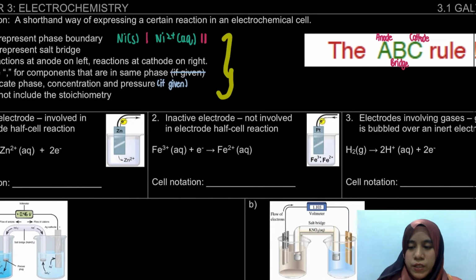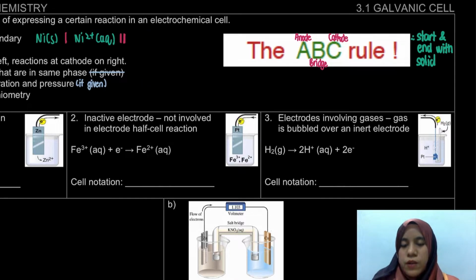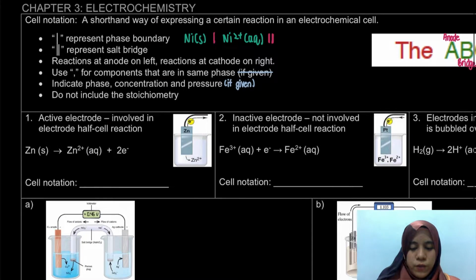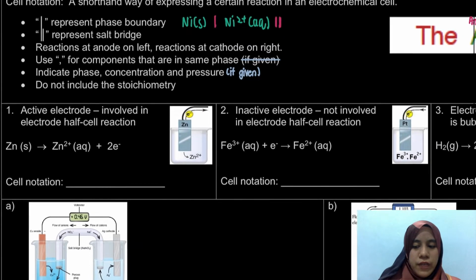Based upon here, please write down all your notes as well. For the ABC rule, we will start and end with solid. Solid will be our electrode. So let's look at the examples first. For the first one, we will look at the case of active electrode.